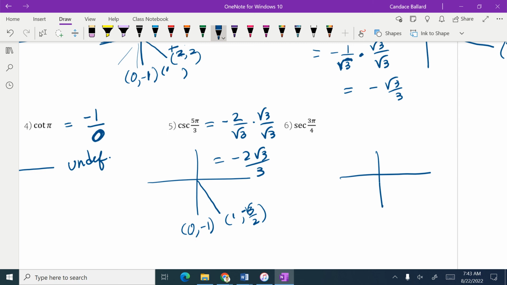Okay. 3 pi over 4, what quadrant? Second quadrant is this one here. Do I even need to do the counting? What do my coordinates have to be? Square root of 2 over 2, yeah, it's square root of 2 over 2.